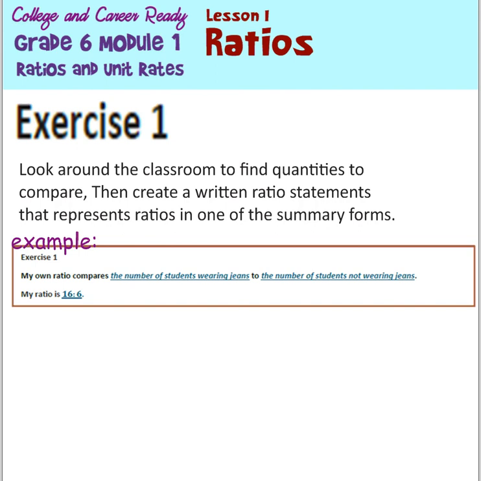Exercise 1 says look around the classroom to find quantities to compare, then create a written ratio statement that represents the ratios in one of the summary forms. So it could be, look around, how many students wearing jeans to the number of students not wearing jeans. It could be, how many students are using pencils, how many students are using pens. It could be, how many students cross their legs, how many students don't. You have a lot of options here, so once again, look around the classroom and make your own ratio.